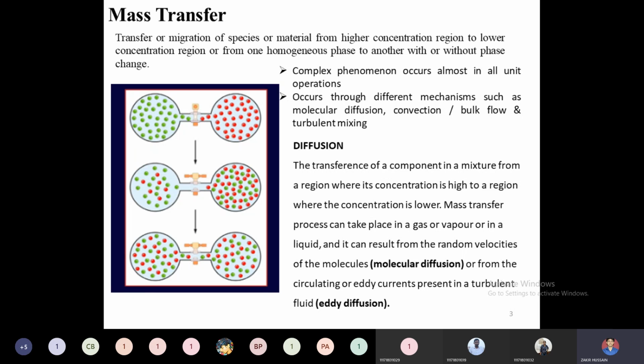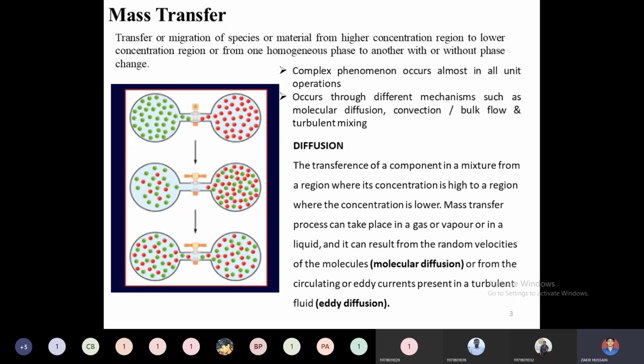An example for molecular diffusion and eddy diffusion is dissolving some salt in water. For this to occur naturally, by molecular diffusion, it will take very much time. Whereas when we provide some agitation, when we stir it with a spoon, the salt mixing process takes much less time compared to molecular diffusion.